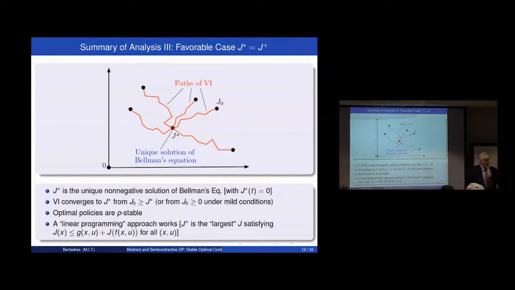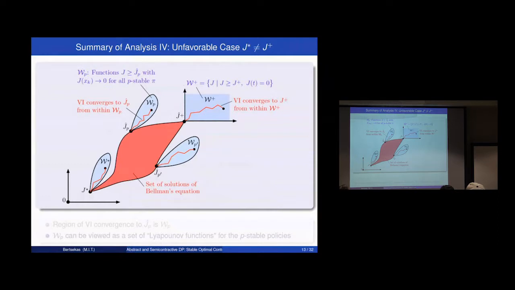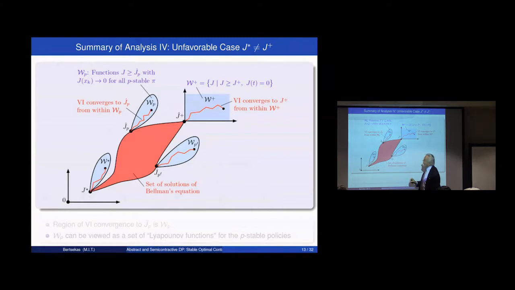Now let's go to the unfavorable case. The unfavorable case is when J star is different than J plus. Again, this is a two-dimensional picture, kind of schematic. The red set here is the set of solutions of Bellman's equation. I've drawn it here arbitrarily. In some special cases, it has special structure. There's an upper bound to all of these solutions, J hat plus. It's a lower bound. So everything lies between these two, component-wise.